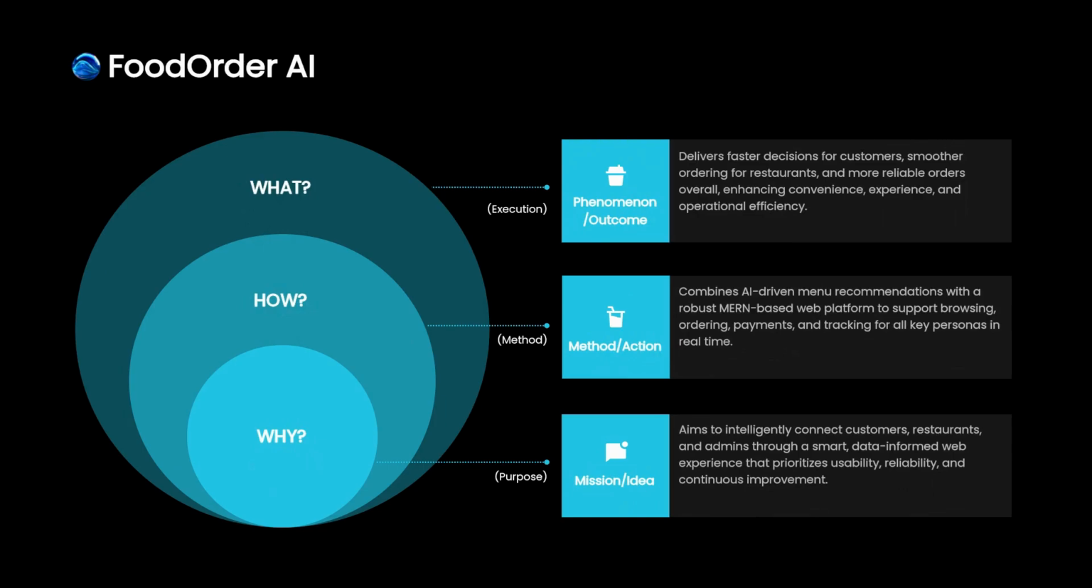So, to address these challenges, I developed Food Order AI, an intelligent food ordering platform. The application allows users to browse restaurants, search food items, manage their cart, place orders securely, and receive AI-based food recommendations. It also includes an administrative dashboard for efficient restaurant and order management.